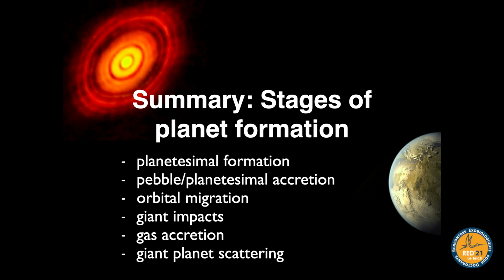Basically, this is a quick summary of the stages of planet formation. Remember, we went through planetesimal formation, pebble accretion, and planetesimal accretion in certain cases, migration, type 1, type 2, gas accretion, giant impacts, planet scattering, late accretion. These are the pieces of the puzzle that we're trying to put together.